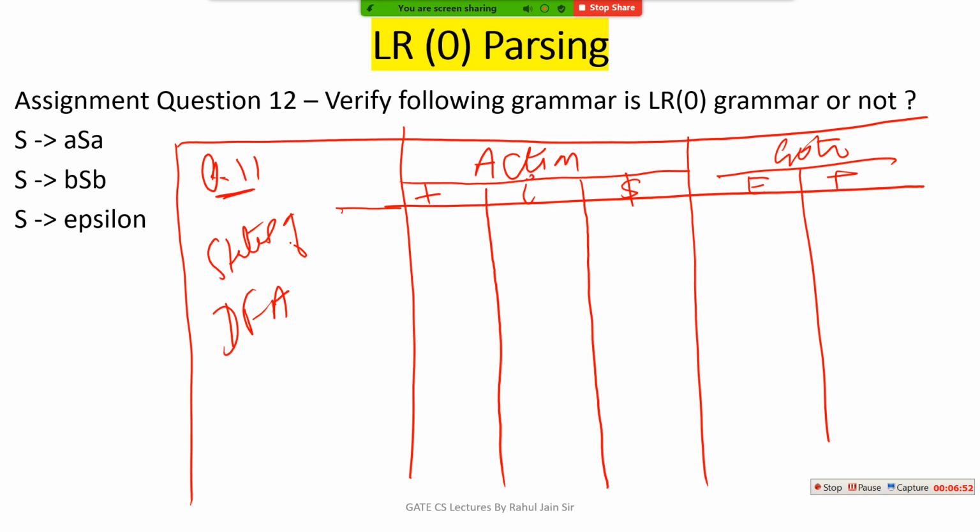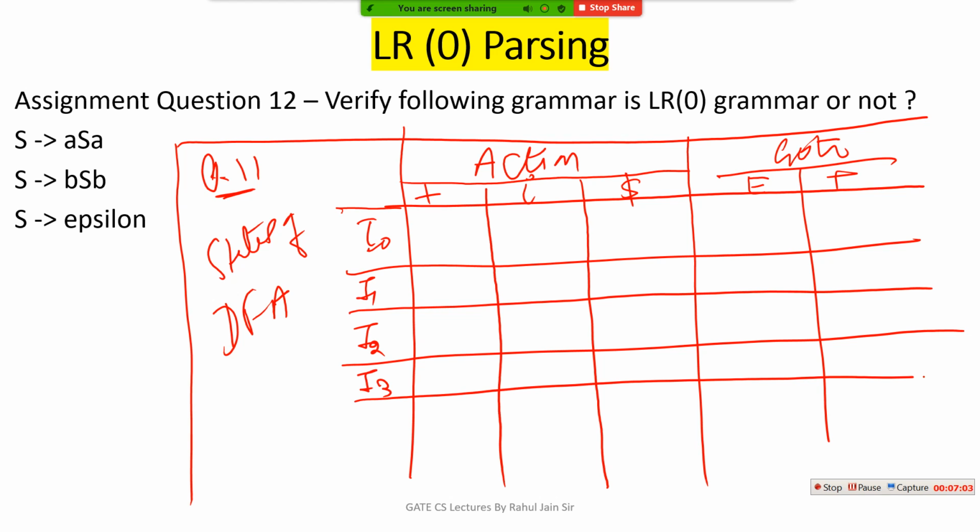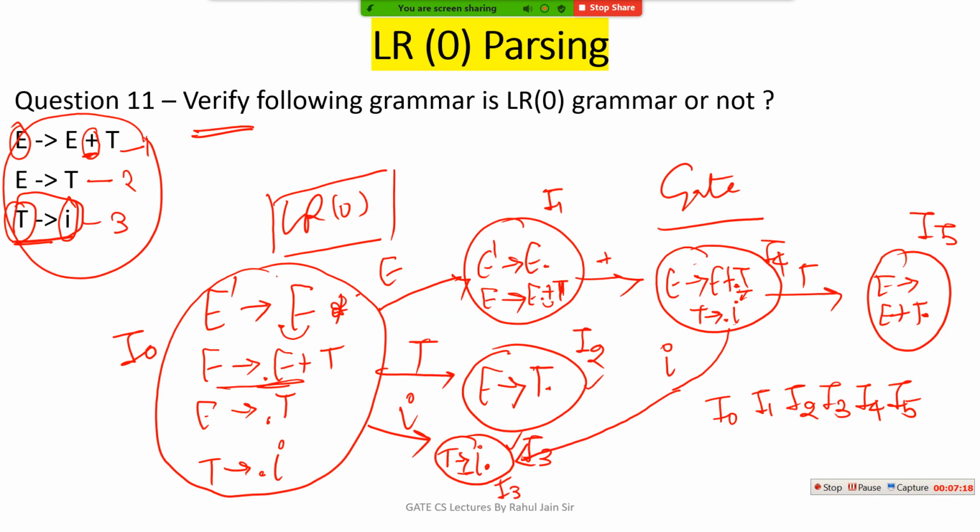States of DFA I need to mention here, from I0, I1, I2, I3, I4 and I5. Okay guys. Now what I need to do, I need to fill this parsing table using this DFA.